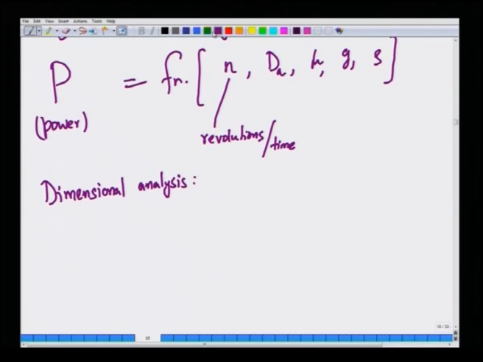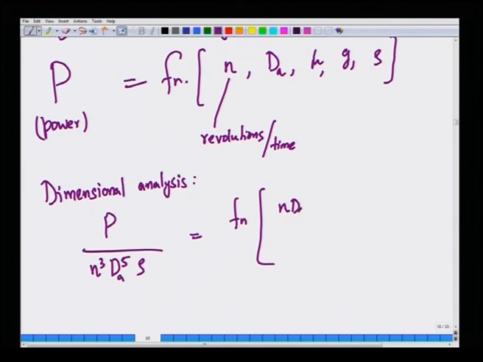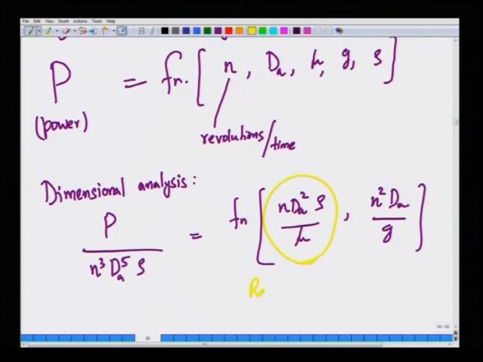we will get phi rho is a function of n dA squared rho by mu times n squared dA by g. This is the Reynolds number. This is called the power number. These are all non-dimensional groups. Power number. This is the Froude number.